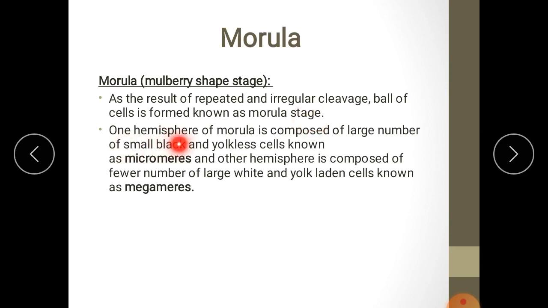One hemisphere of the morula is composed of a large number of small black and yolkless cells known as micromeres, and the other hemisphere is composed of a fewer number of large white and yolk-laden cells known as megameres. So that is the morula stage. So the 32 cell stage is the morula stage.